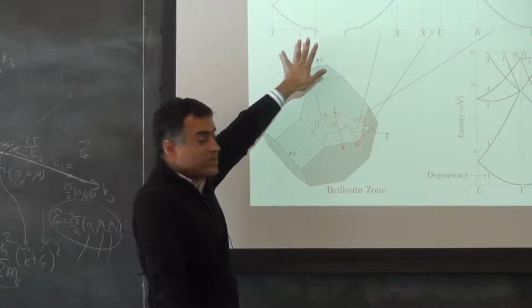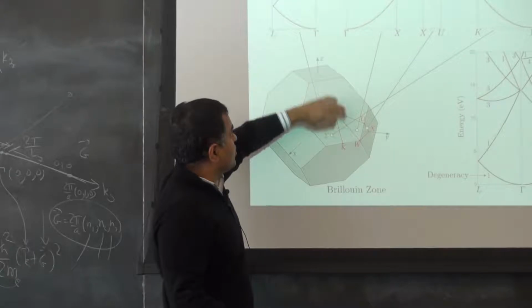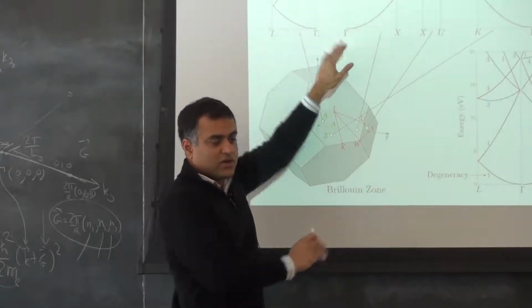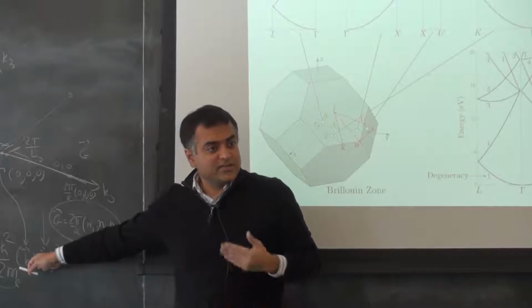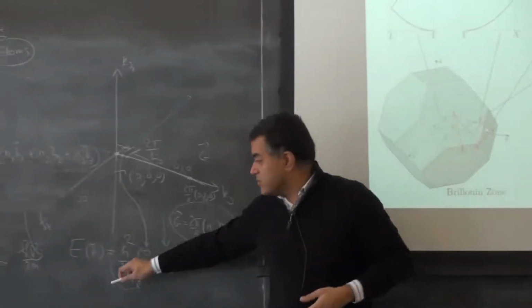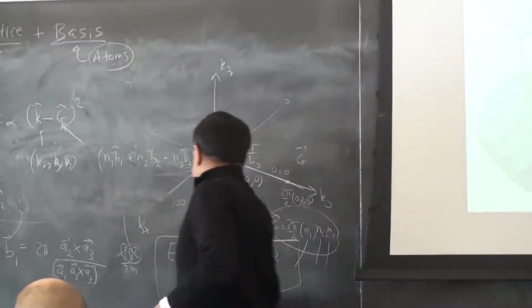But in general, for every k point there's a set of bands of energies, and you can plot all of them. All of them have the same formula, it's just this. Does that make sense? Okay. This is an important point. So this is just the nearly free electron model.